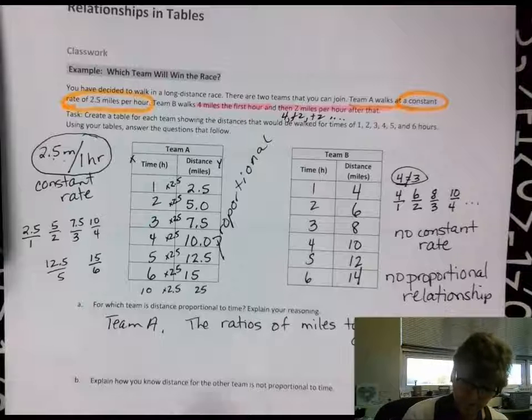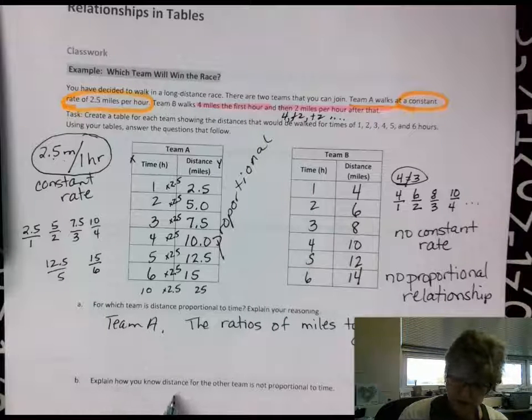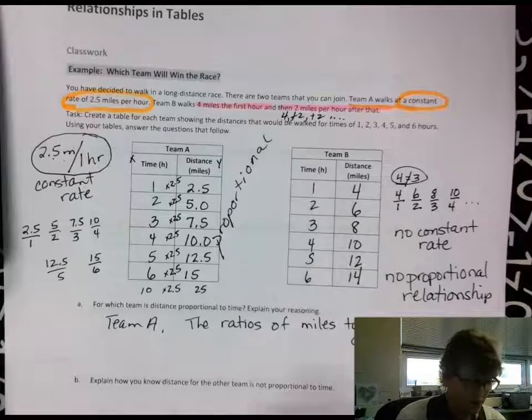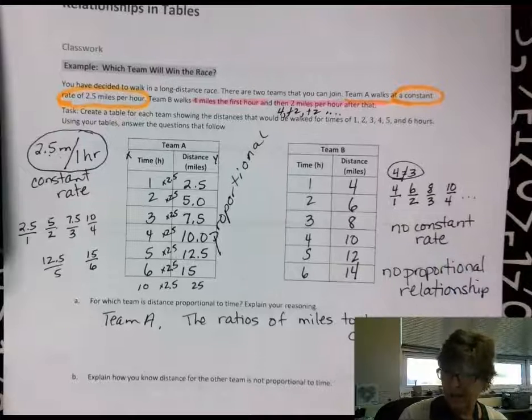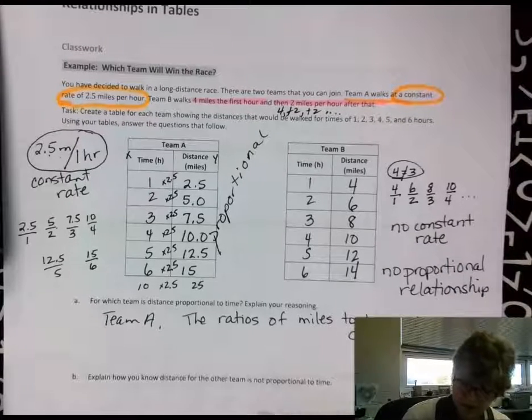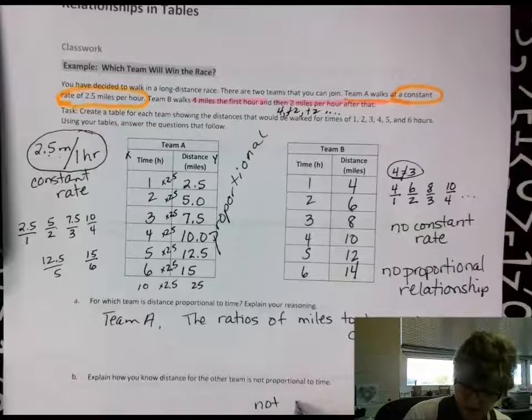Every time. Explain how you know the distance for the others is not. Well, obviously, we've kind of covered it up here. It is not because there is not a constant rate.